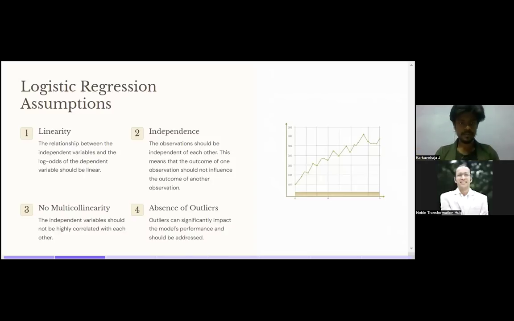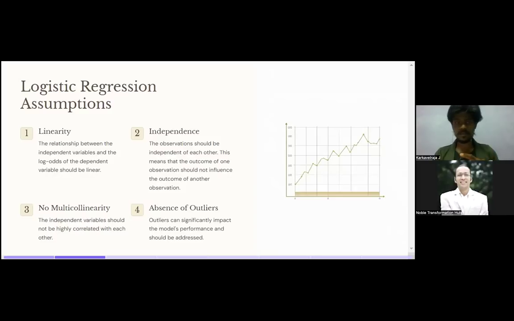Then independence: the observations should be independent of each other. This means the outcome of one observation should not influence the outcome of another observation. This is a major thing, guys. When we have a problem like whether it will rain or not, for rain there should be some set of features, and if it does not rain, there should be another set of features. Both should not collide with each other. They should be independent of each other.